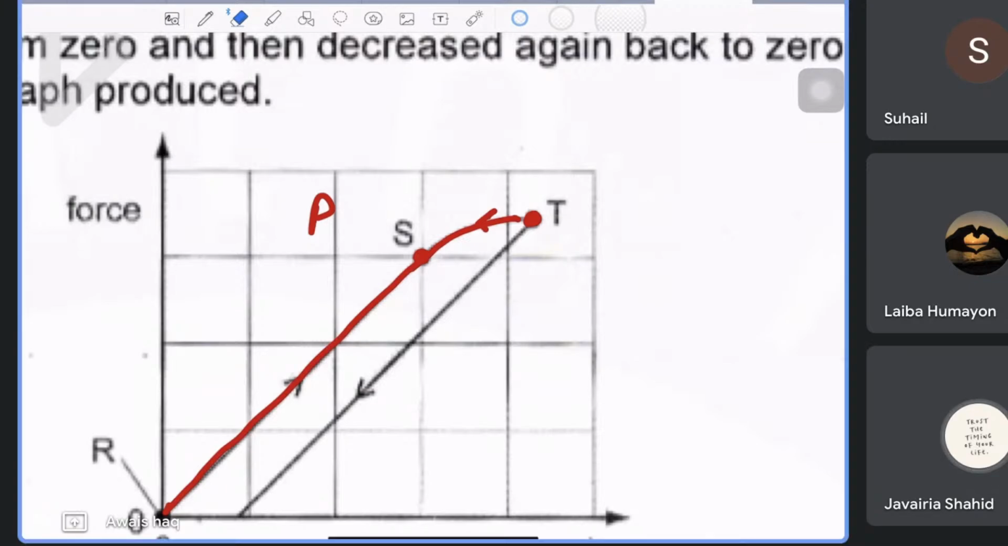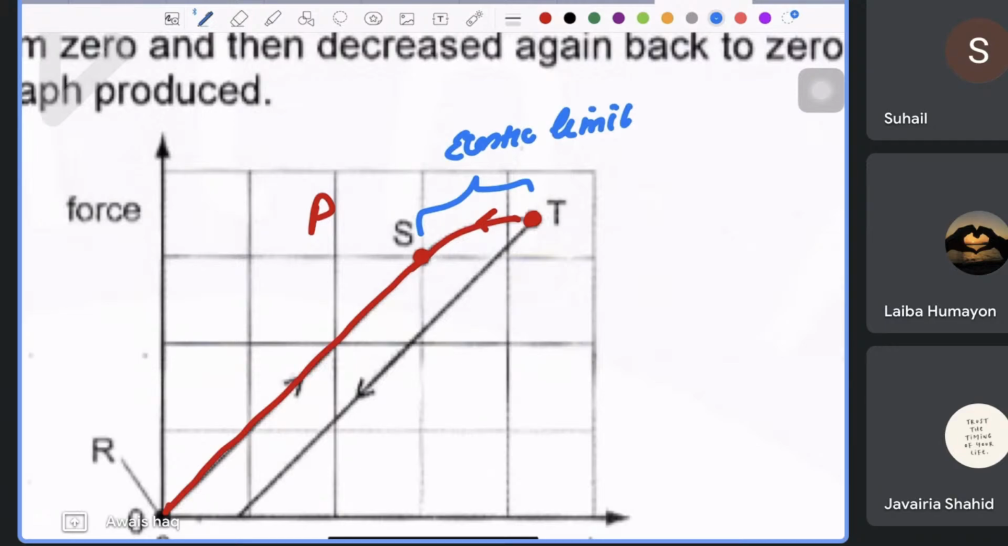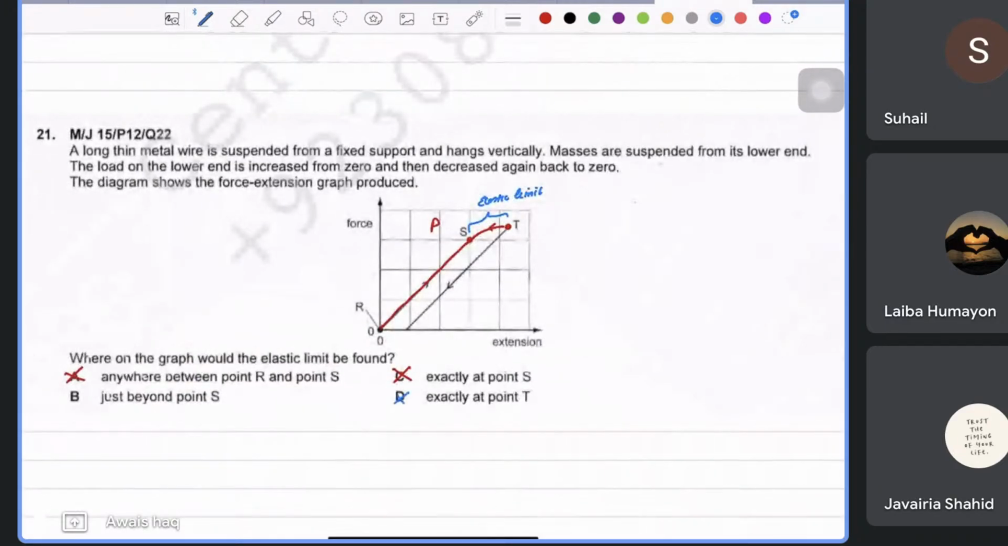Okay. So that would mean that the elastic limit has to be somewhere between this, somewhere in the middle. That is the reason that this has to be correct. Is it clear?